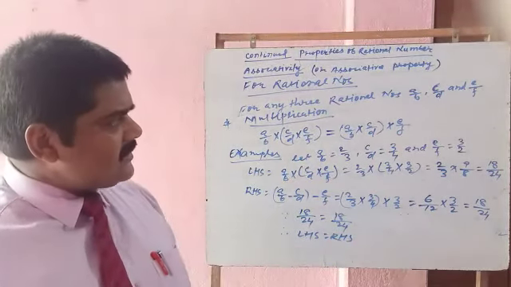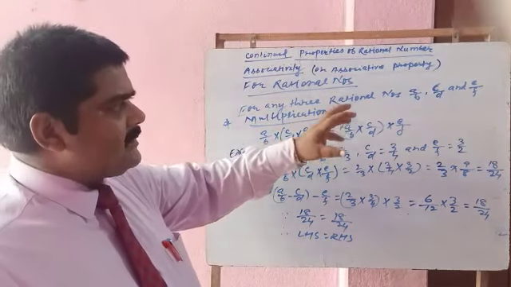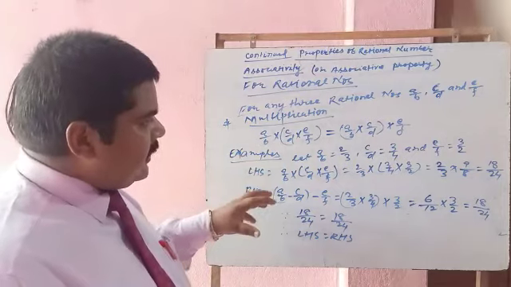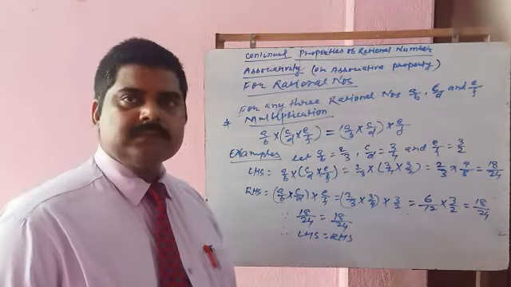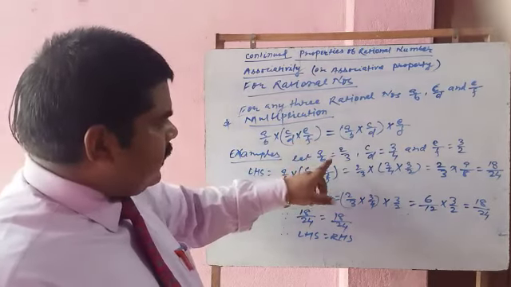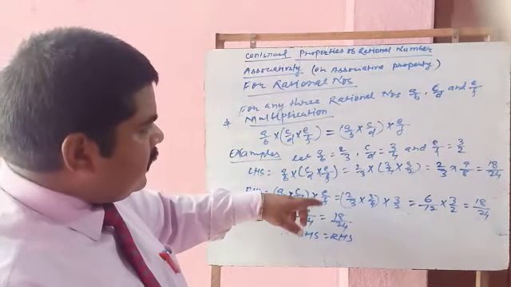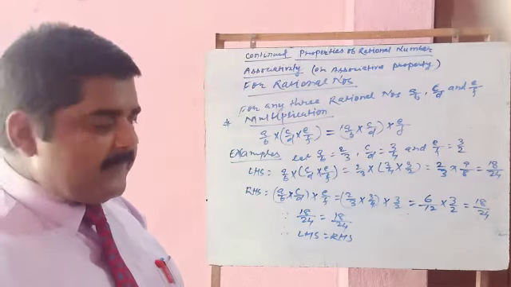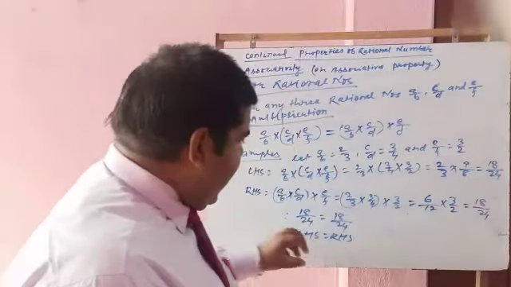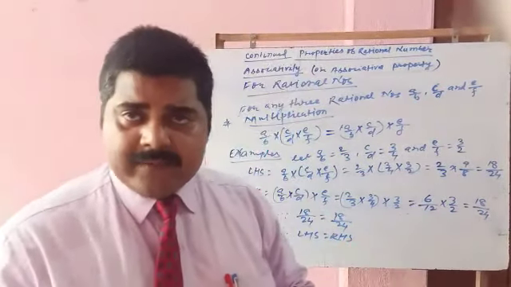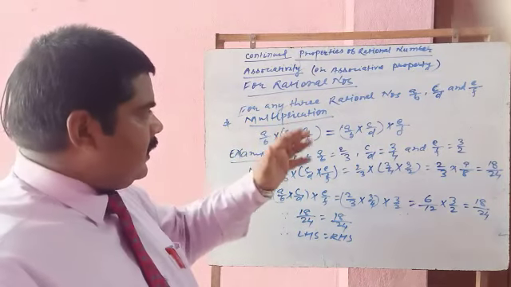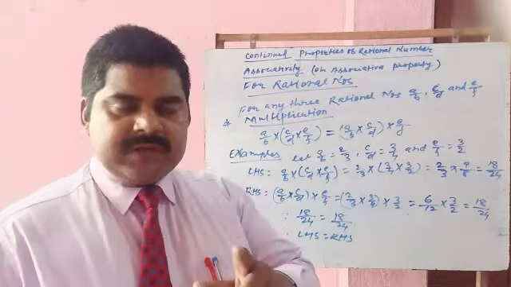My dear students, in the case of multiplication, for three rational numbers a/b, c/d and e/f, it is associative, and you can see it by examples. On the LHS side, when you take 2/3, 3/4 and 3/2 in place of a/b, c/d and e/f respectively, what do you observe? LHS is 18/24, and RHS is 18/24. You observe that LHS is equal to RHS. This is the verification of the associative property for multiplication of three rational numbers.